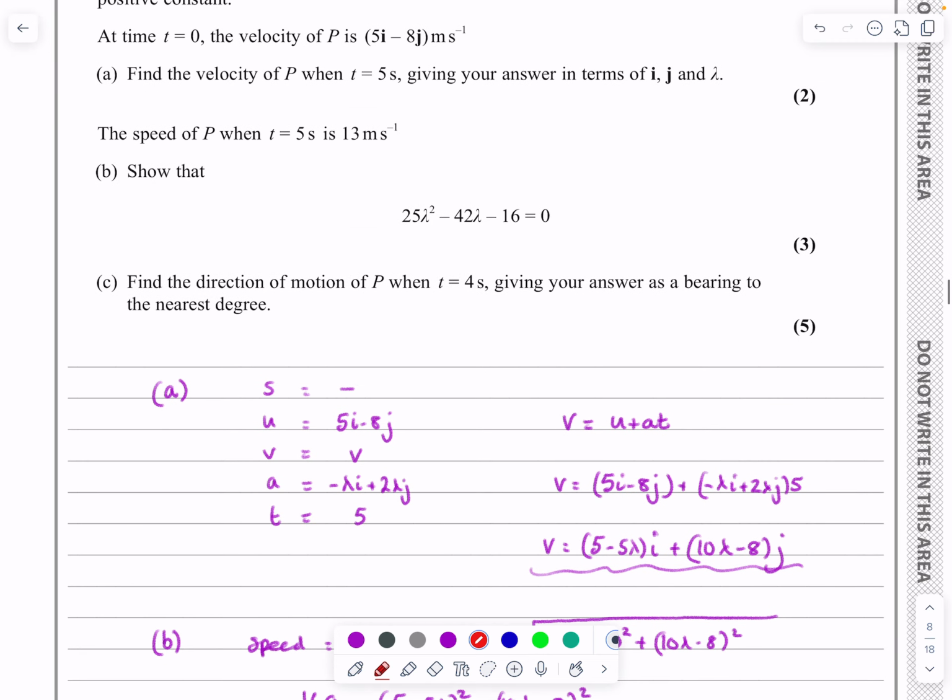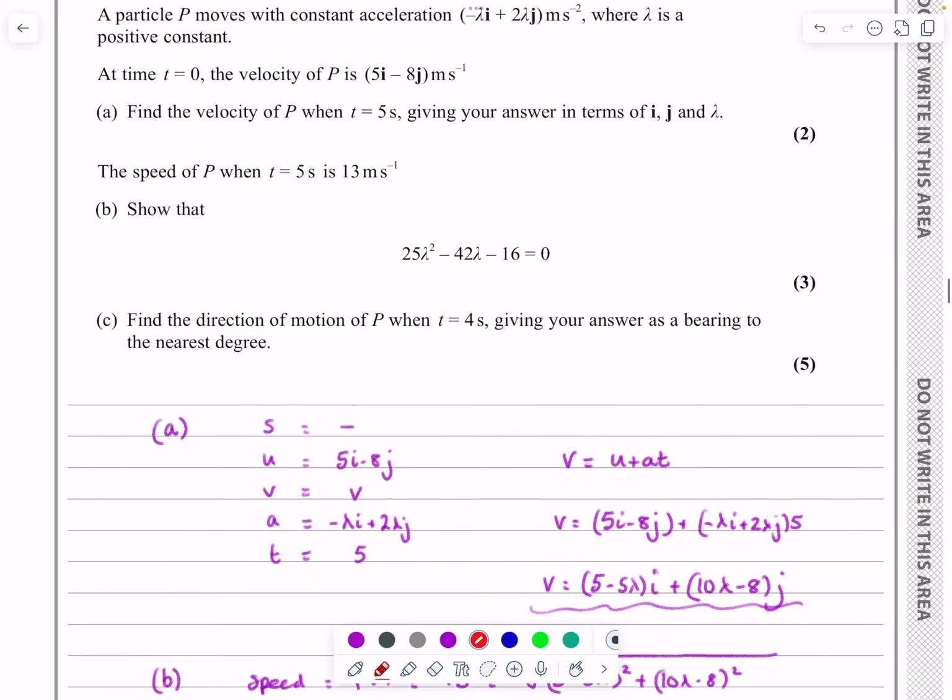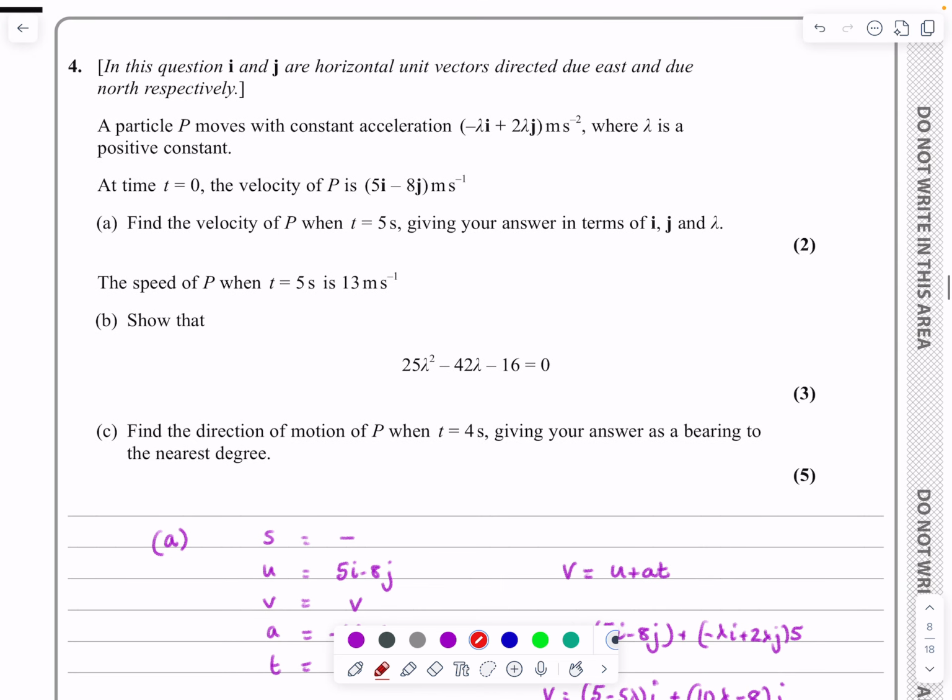What does it ask us for? It says giving the bearing to the nearest degree. So yeah, I've done that, finished that question. Right, yeah, another interesting question. Hopefully that will make sense to you once you've read it through a couple of times.